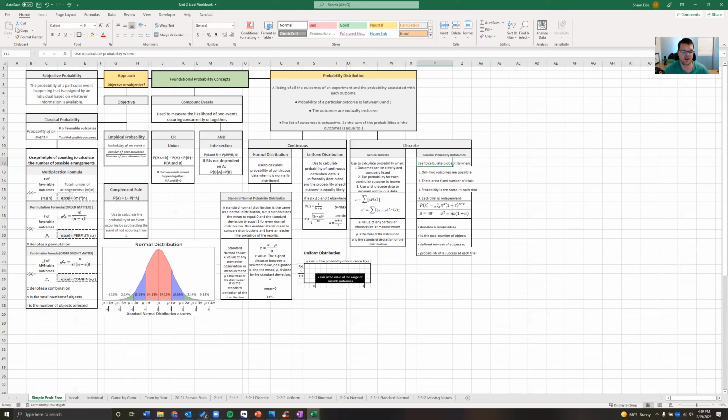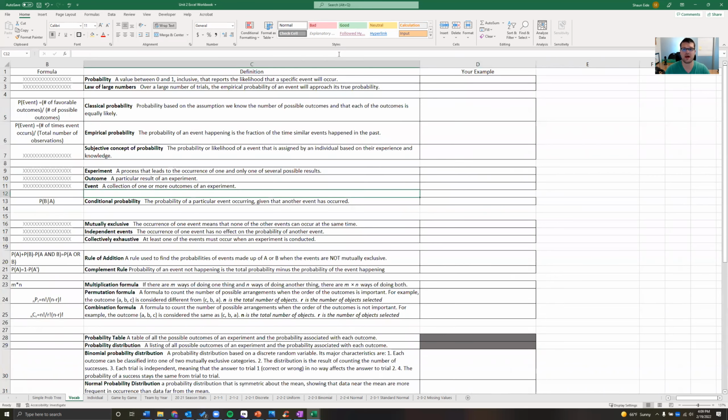And I use these decision-making trees to help you guys to make mind maps. To say, okay, I got this, what do I use when? And yeah. Next, this unit is very heavy on vocab.